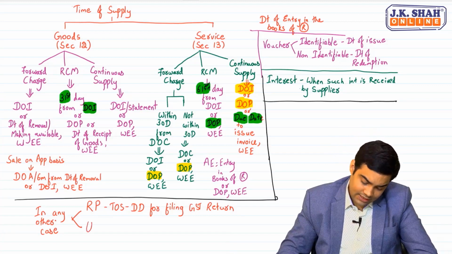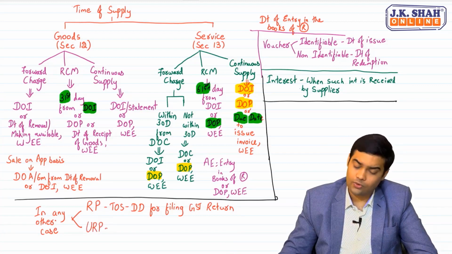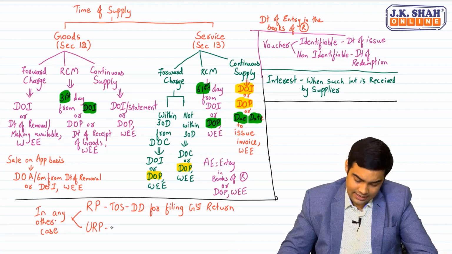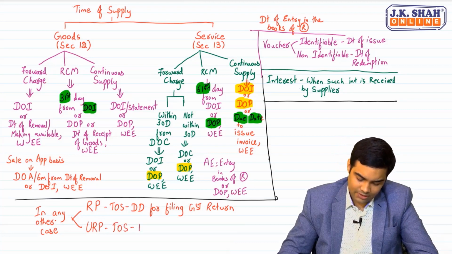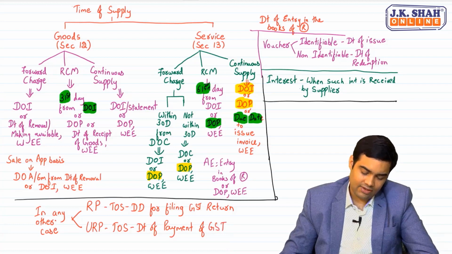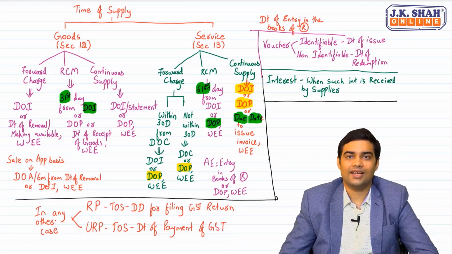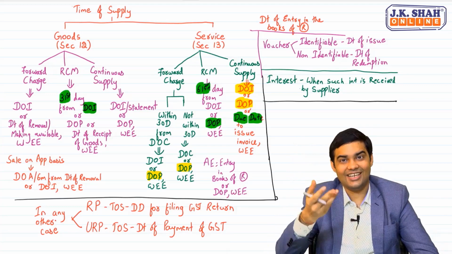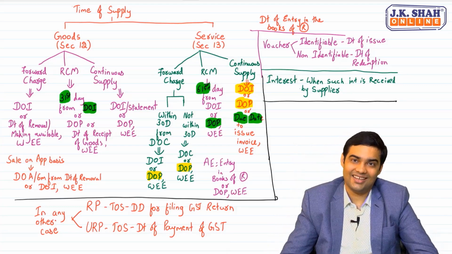But if he is an unregistered person, then he is not required to file GST returns. In such cases, the time of supply will be the date of payment of GST. The day GST is paid, that day will be considered as time of supply. GST payment date to be considered as time of supply.